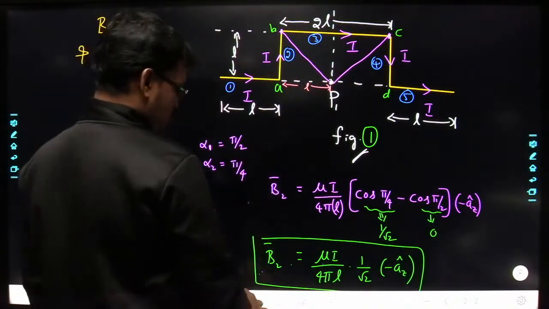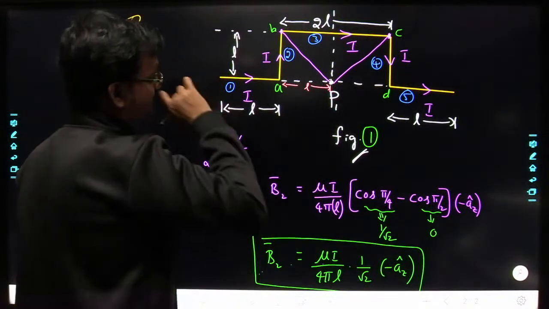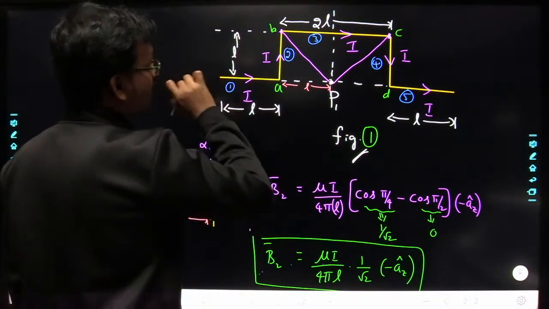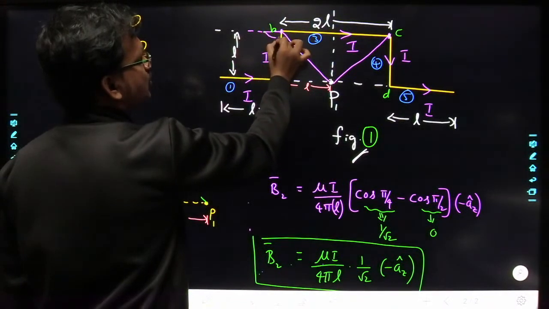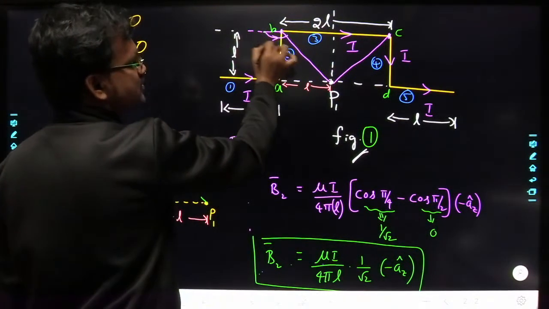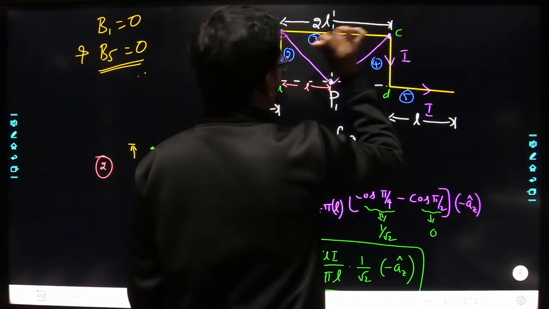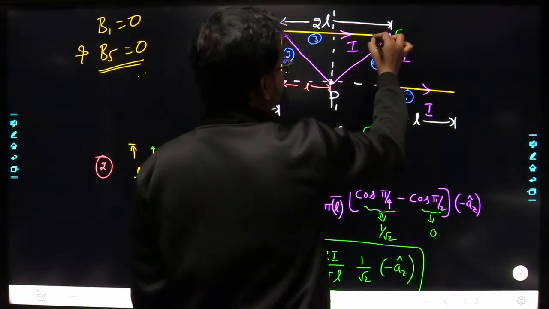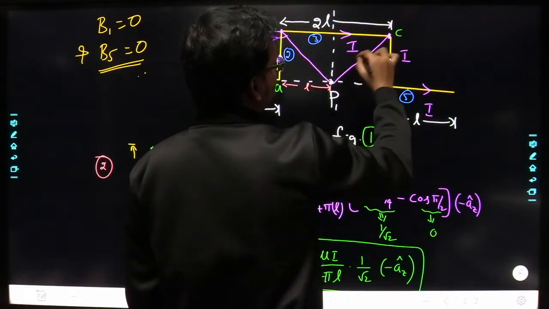Always you have to measure the angle in which direction? In anti-clockwise direction. So that means here you have to measure the angle anti-clockwise. Now here you have to measure the angle in which direction? Always you have to measure in anti-clockwise direction, right? Anti-clockwise.